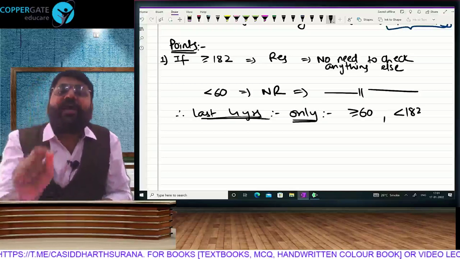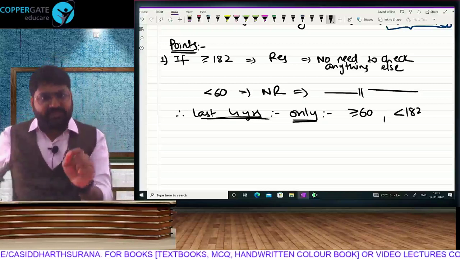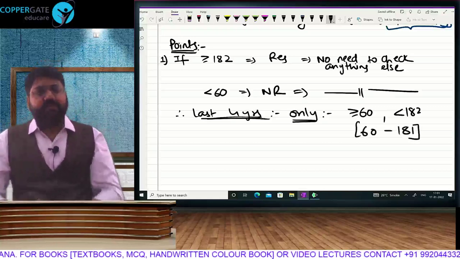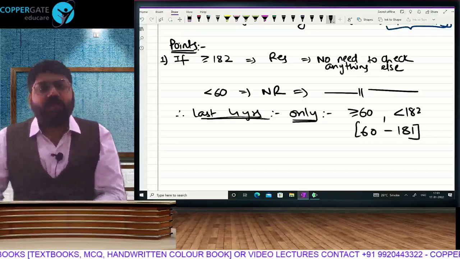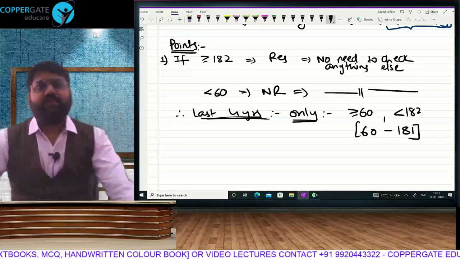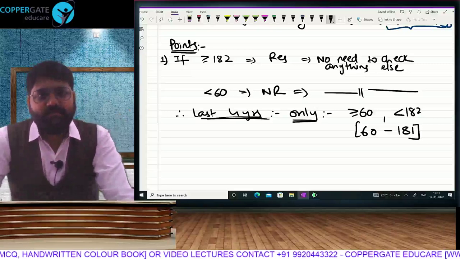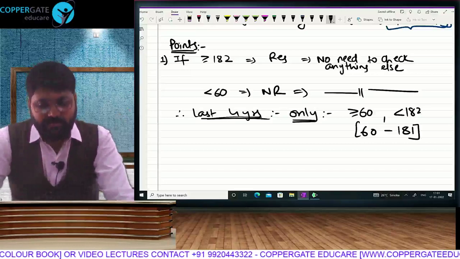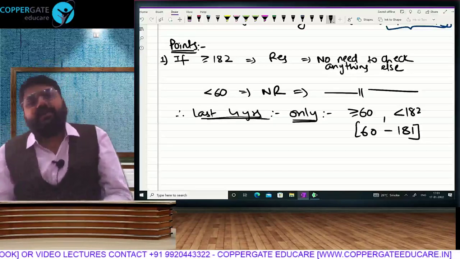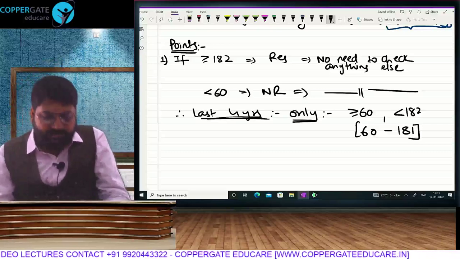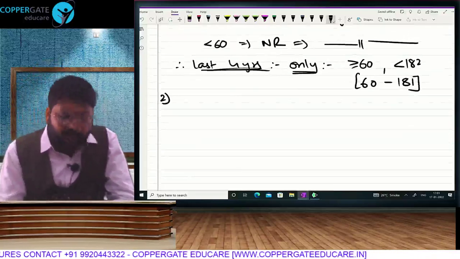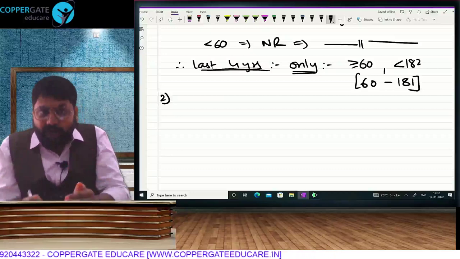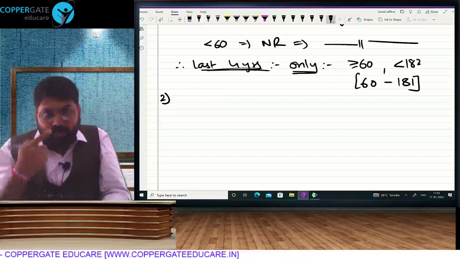Last 4 years will be checked only if it is 60 to 181. Then you check last 4 years. Otherwise, no need to check. Your answer is clear. Are you understood? So, when will we check last 4 years? Only if stay during the previous year was 60 to 181. Very good. I have continuously while teaching also made you observe it. But as a point to be noted, as a conclusion, I am making you write this. See if you understand.